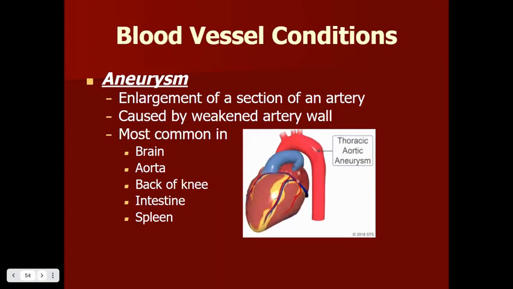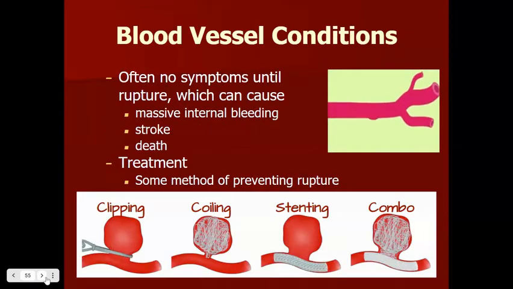An aneurysm is another blood vessel condition. An aneurysm is an enlargement of a section of an artery that's caused by a weakened artery wall. This is most common in the brain, the aorta, the back of the knee, the intestine, and the spleen, although it could happen to any artery. The scary thing about aneurysms is that there's often no symptoms until it ruptures. And when an aneurysm ruptures, it can cause massive internal bleeding, it could cause a stroke, and it can even cause death.